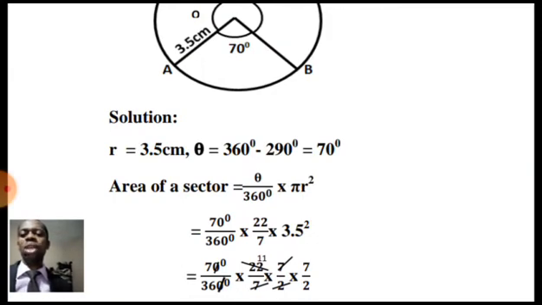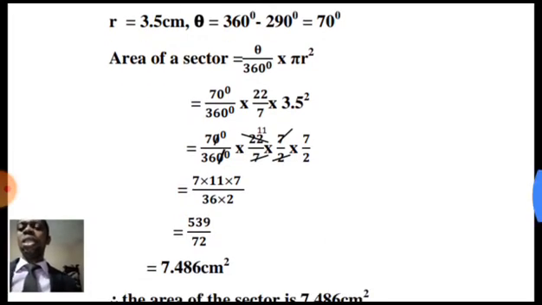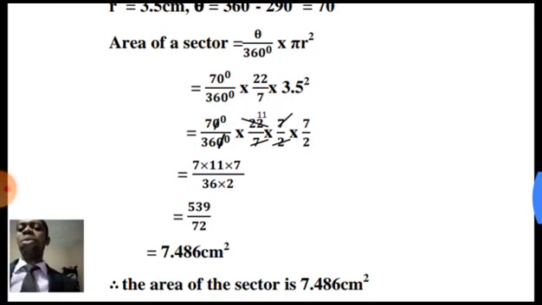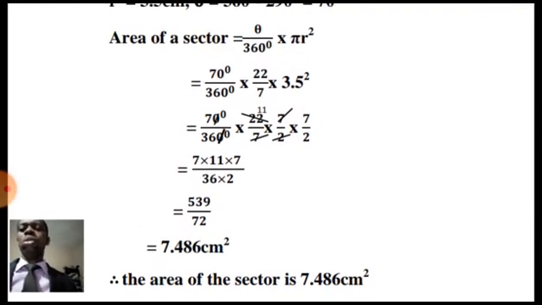In 22 you have 11 twos. 7 we eliminate 7, and then we will be left with 7 times 11 times 7 over 36 times 2, which will give us 539 over 72. And finally, the answer will become 7.486 centimeters square. Therefore, the area of the sector is 7.486 centimeters square. Remember to put your unit square, so that will tell you that you know what you are doing. Because if you are looking for the area of a sector, it must have square as your unit.